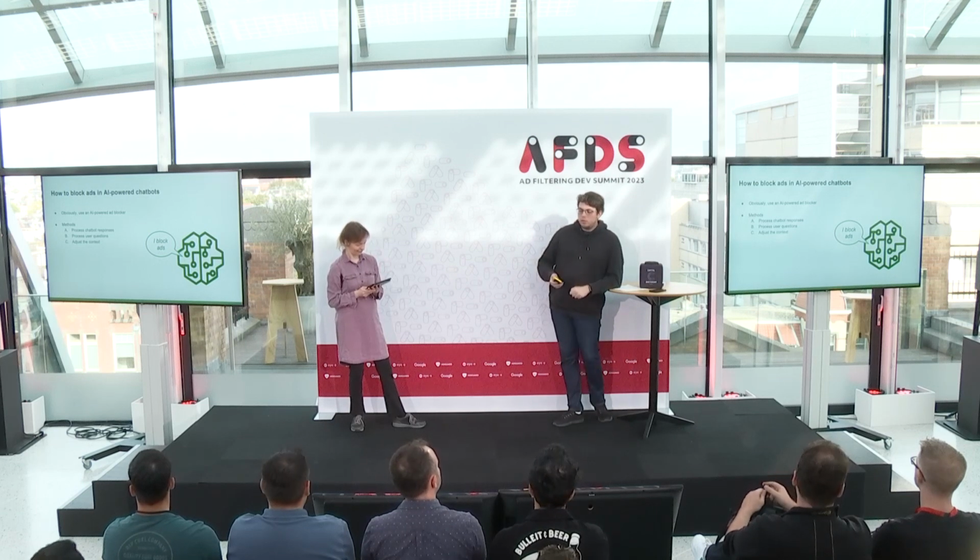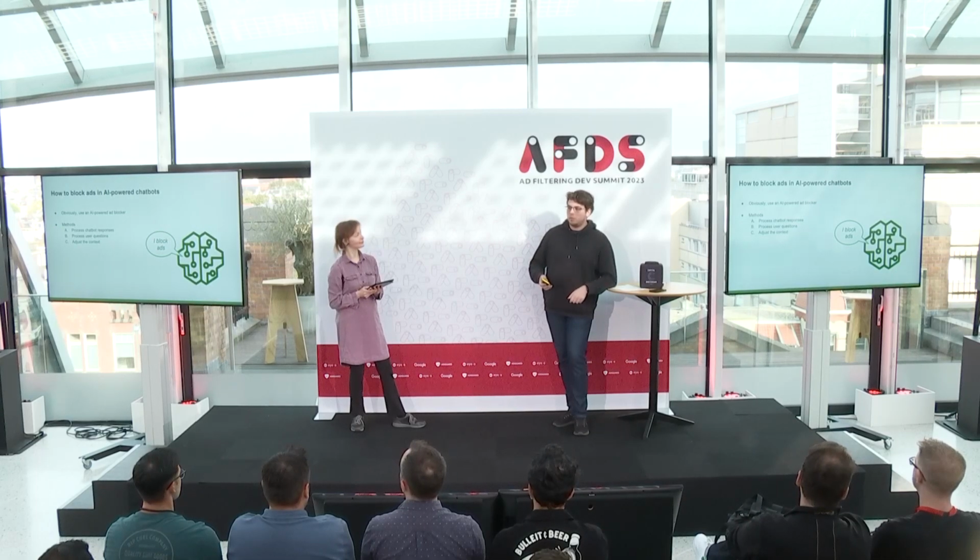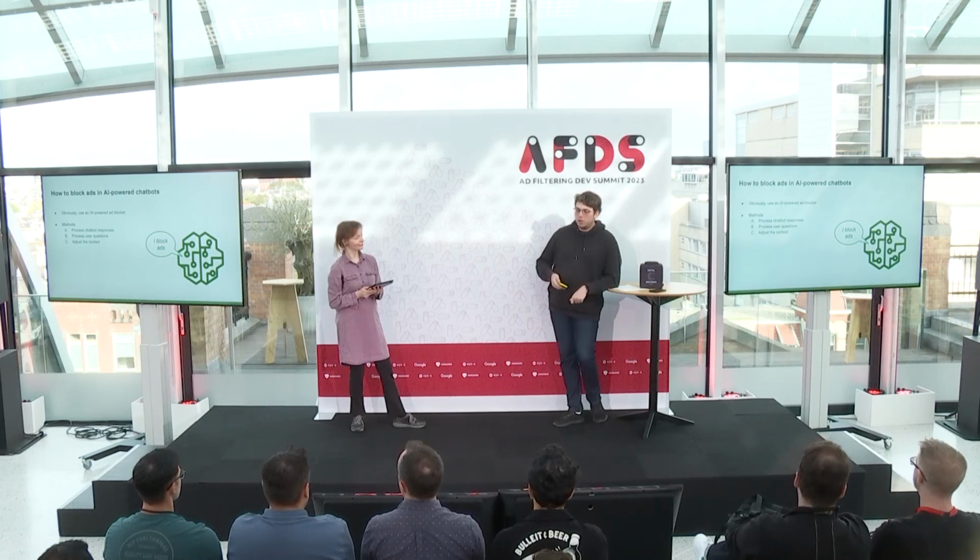We experiment with three methods of blocking via prompt engineering. The first is to process the chatbot responses. We also try to filter user questions by hijacking some commands in the user prompt. And also we try to change the context of the conversation. Now let's dive into each of these methods.